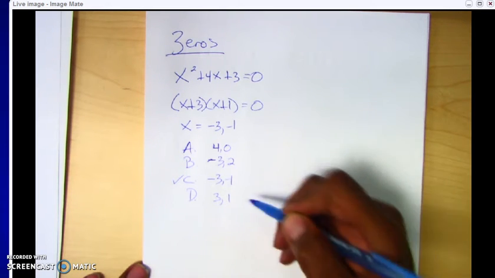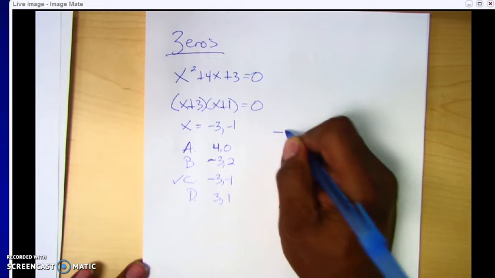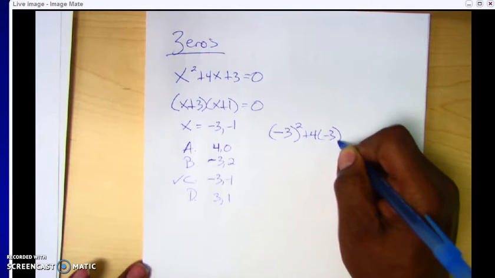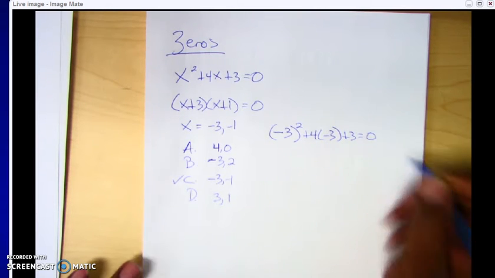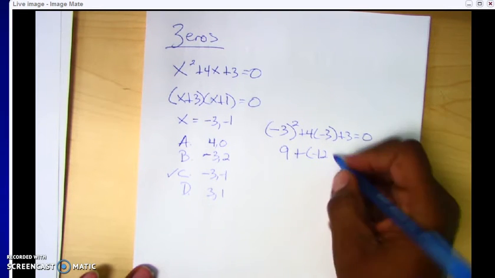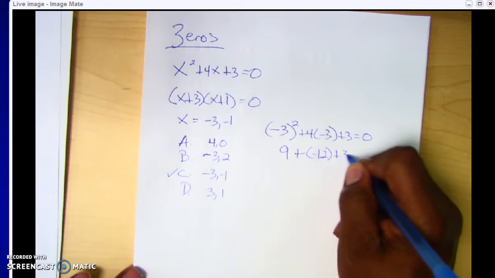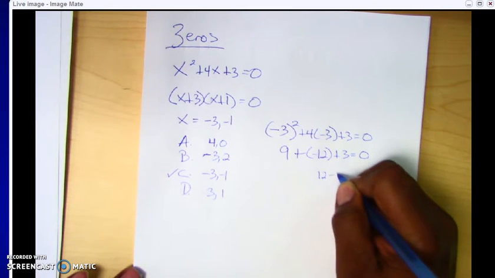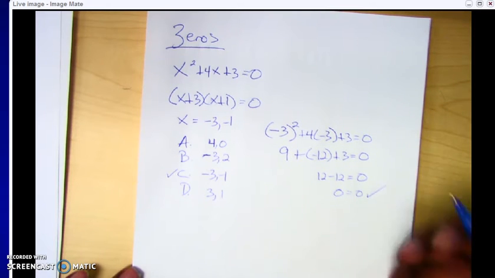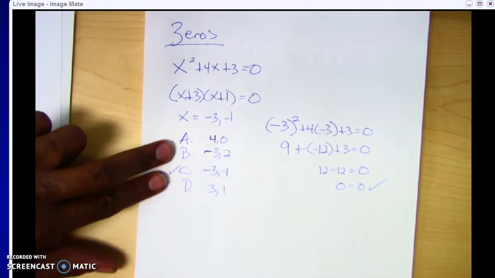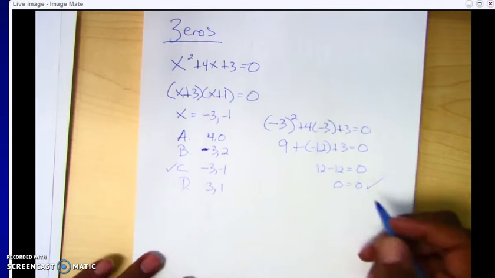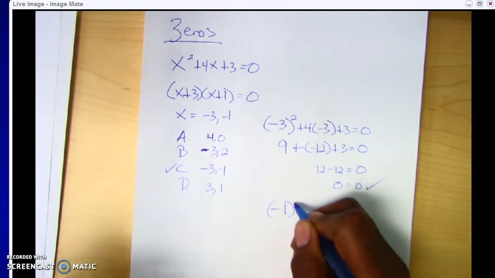Let's say I went through these others now, and I arrived at C. I should get 0 for both of these, okay? So this is how you check the problem to make sure it's right. See right here, 9 plus a negative 12, or you could say subtract 12, plus 3 is equal to 0. 12 subtract 12 is 0. 0 is equal to 0. So I know -3 is good. But if you look here, you have two answer selections with -3. So what you would have to do is test both. So I'll then test the -1 because I already know that's the answer.